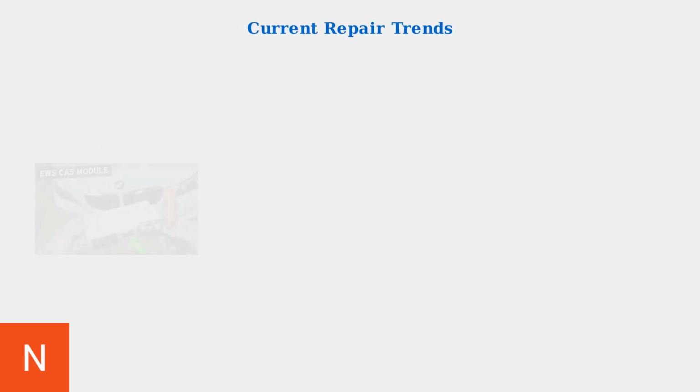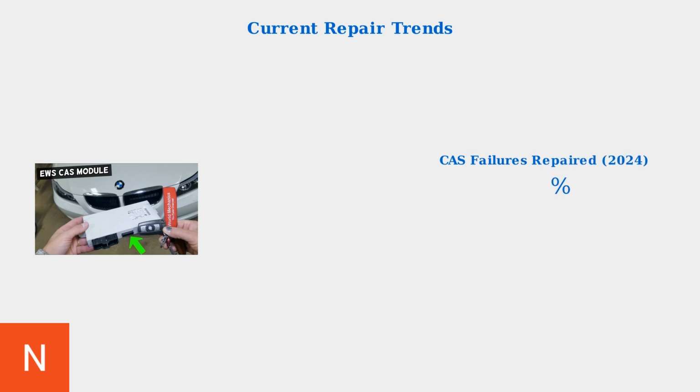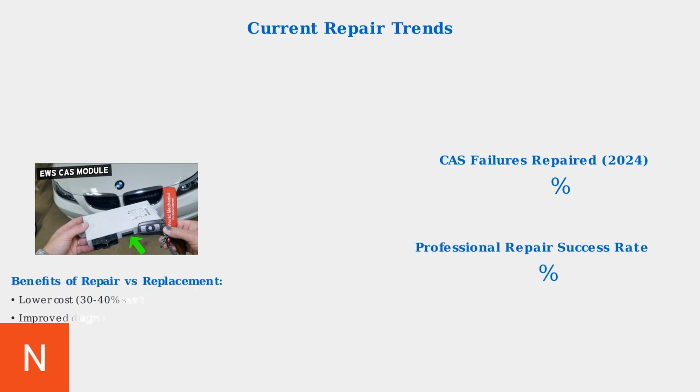The automotive repair industry has seen a significant shift in CAS module service approaches. As of 2024, approximately 65% of CAS failures are now being repaired rather than replaced, thanks to improved diagnostic techniques and component-level repair capabilities. Professional repair services now achieve an 89% success rate, offering significant cost savings of 30 to 40% compared to complete module replacement.